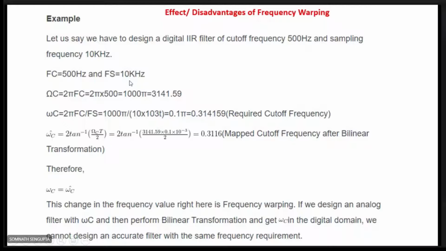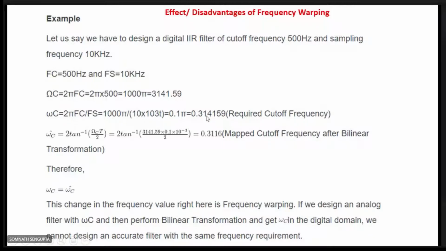Okay, so it is 1 by fs, 10 kilohertz is there. So 1 by 10 is 0.1, and kilohertz is 10 to the power minus 3 at the denominator. So here by 2. So this way we get 0.3116. Okay, so that is the mapped cutoff frequency after bilinear transformation.